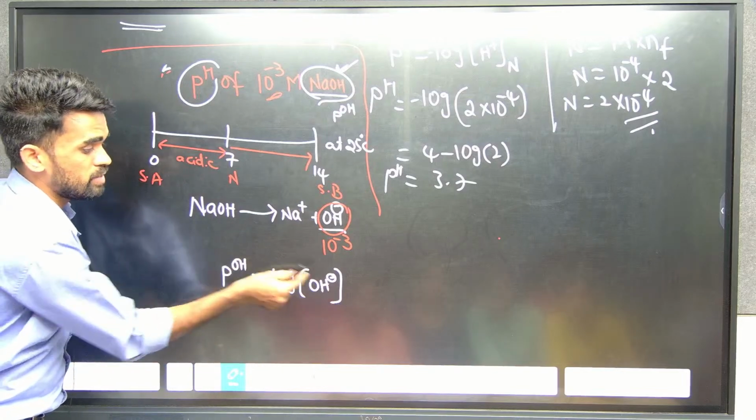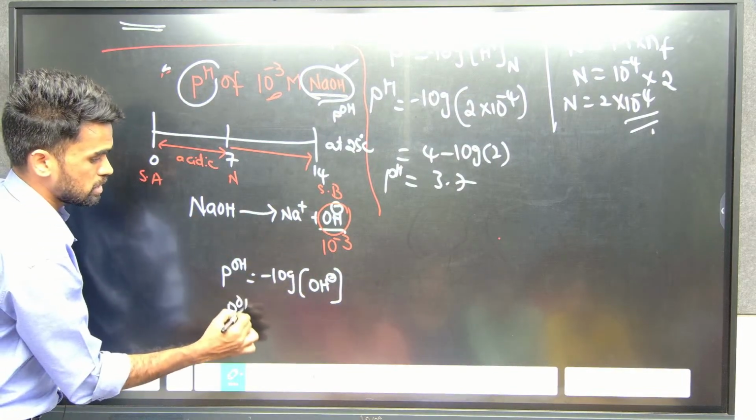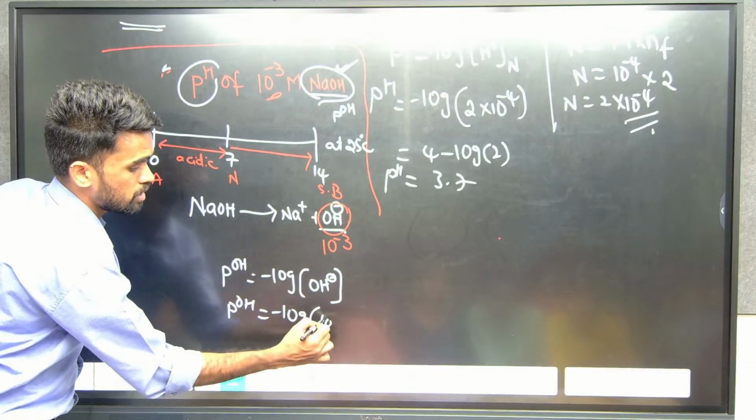In the place of H we are writing OH, that's it. So pOH equals minus log of 10 power minus 3.